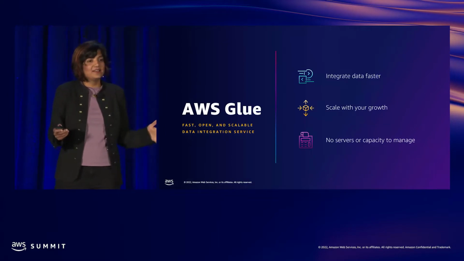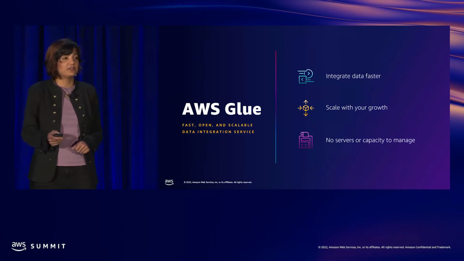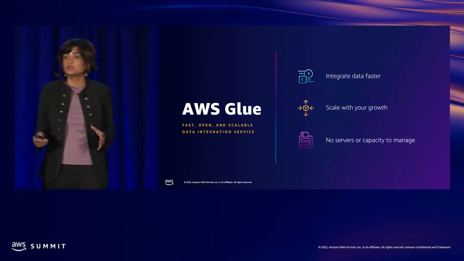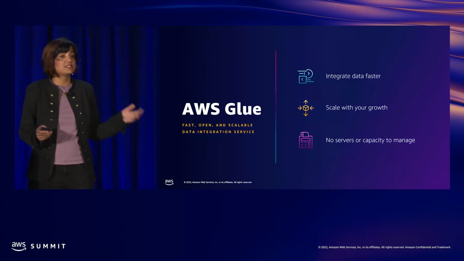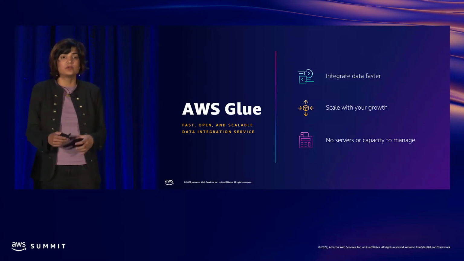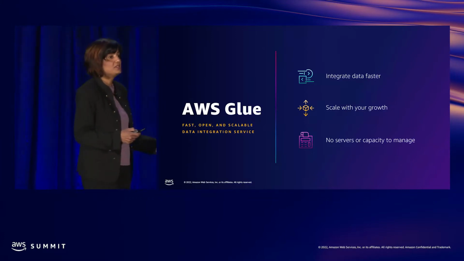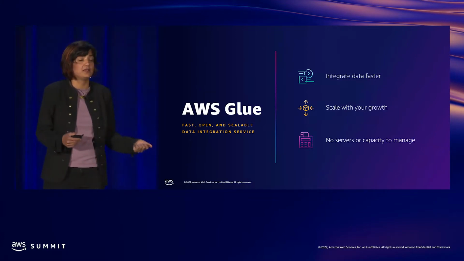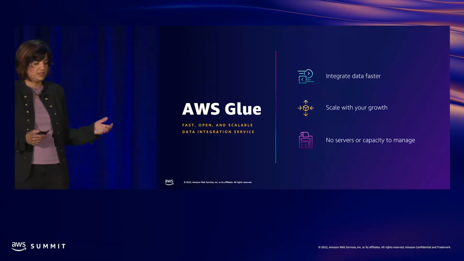As I said earlier, we have hundreds of thousands of customers trusting AWS Glue for their data integration. And there are a few key reasons why they trust AWS Glue. First of all, it's serverless. Businesses want to be in the business of focusing on their own core values. They don't want to be in the business of running infrastructure, managing servers, managing capacity. AWS Glue does it for them. So that's one of the key reasons.